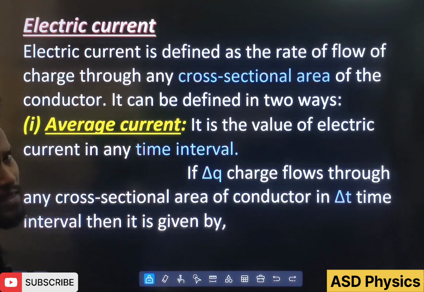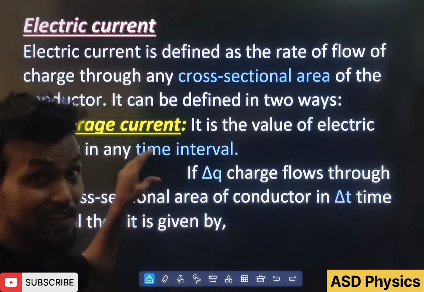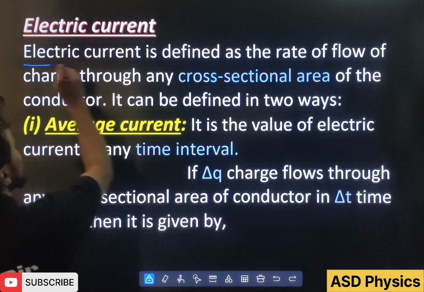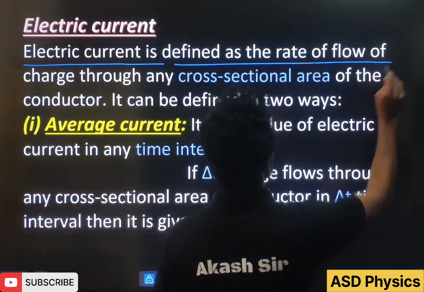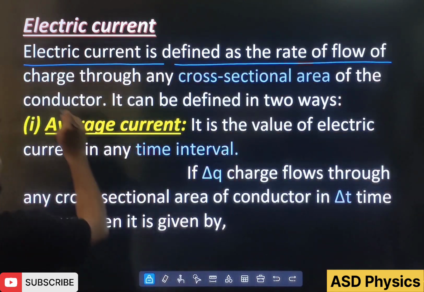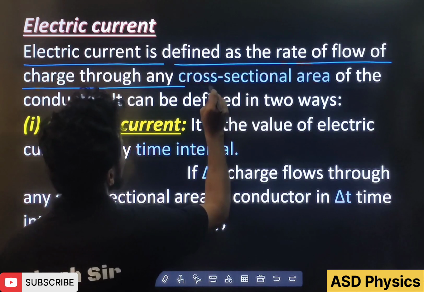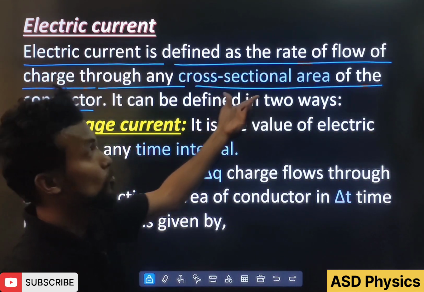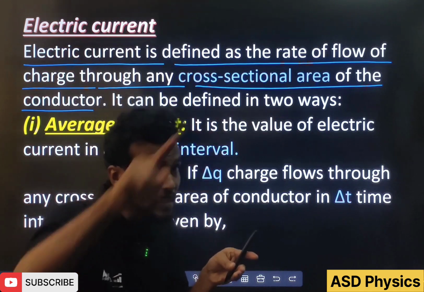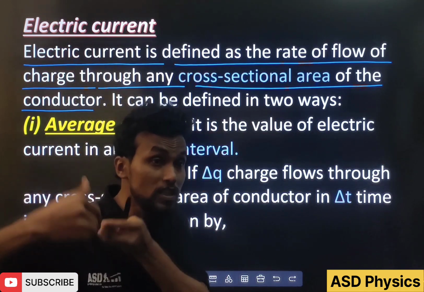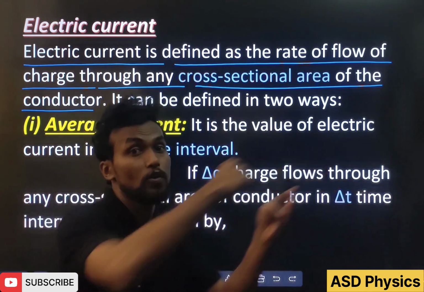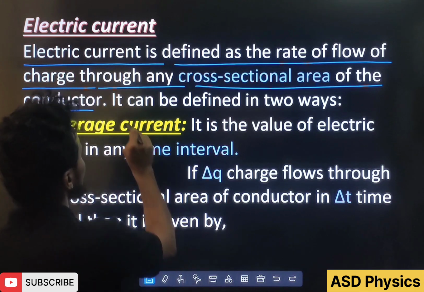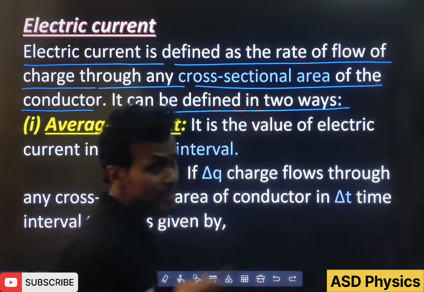So under the electric current, first let's see what is actually the electric current. Electric current is defined as the rate of flow of charge through any cross-sectional area of the conductor. Very, very important point, cross-sectional area. The area from which the electrons are going to pass. That's why the name is the cross-sectional area. It can be defined in two ways.